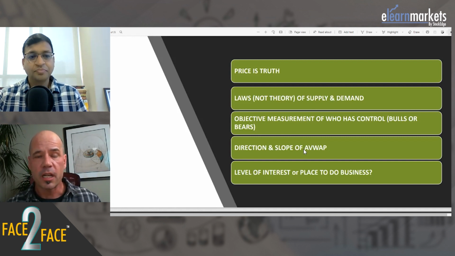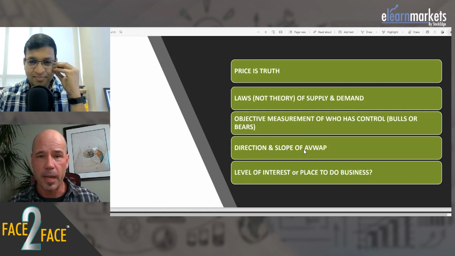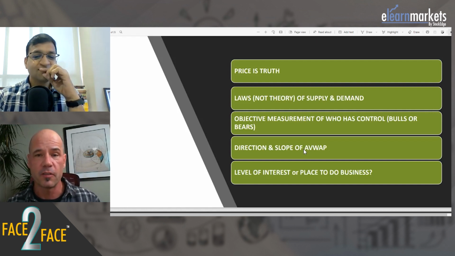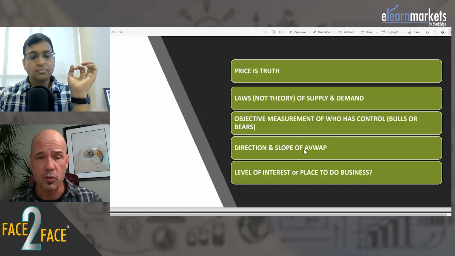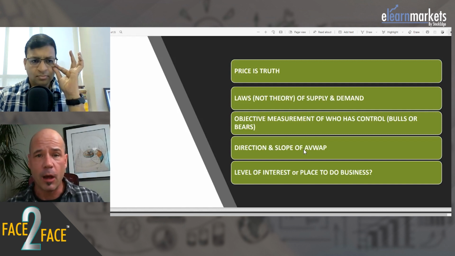Yeah. What we're talking about are the laws of supply and demand. They call them laws because they are truths. They are not the theory of supply and demand. They are actual truths of supply and demand. And that's what the volume weighted average price really measures without any doubt at all.